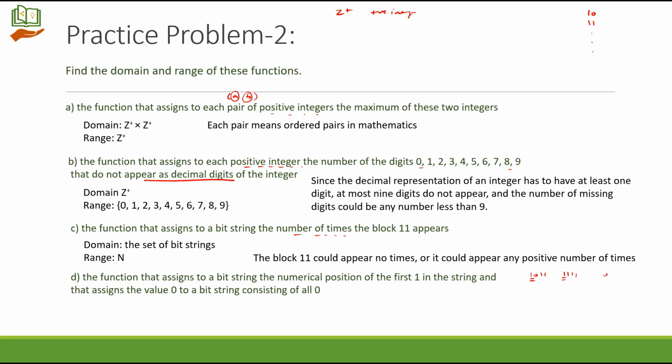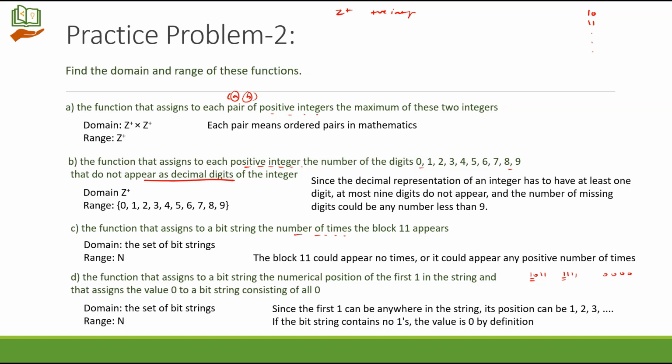What happens if the bit string doesn't contain any one? Then you have to give the value 0. So they have given both the conditions here. The domain will be the set of bit strings and the range will be from 0 to any number. So it's a non-negative integer. Since the first one can be anywhere in the string, the position can be 1, 2, 3, anything. But if the bit string contains no ones, the value 0 is given by definition here. So we are including the range as 0, 1, 2, 3, which is the non-negative number set.